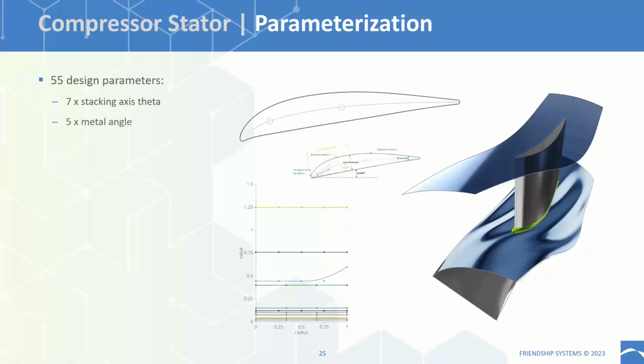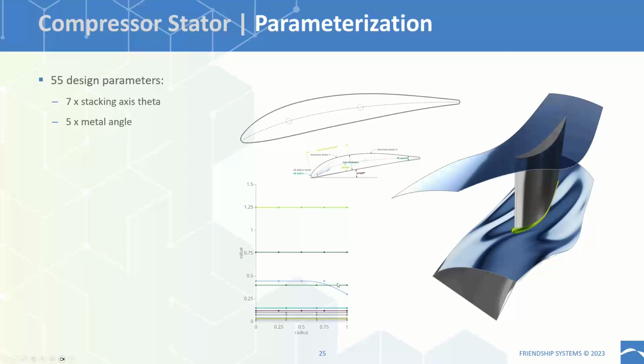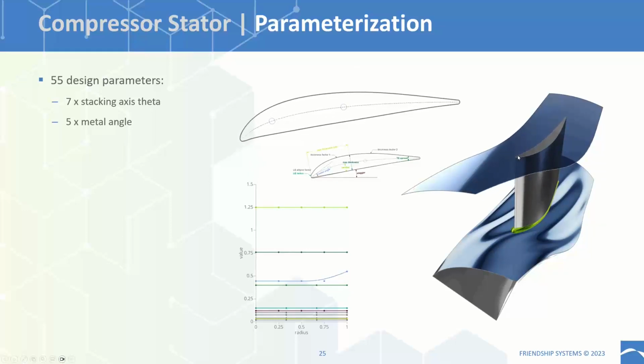Then we have 5 parameters that control the so-called metal angle. So this is the angle here at the leading edge of the blade, and you can see here the variation again of the shroudmost control point. You can see it in 3D and in 2D, and just as an example here, you can also see the variation of the metal angle for one of the intermediate points, which you see has then an effect in the midspan of the blade.